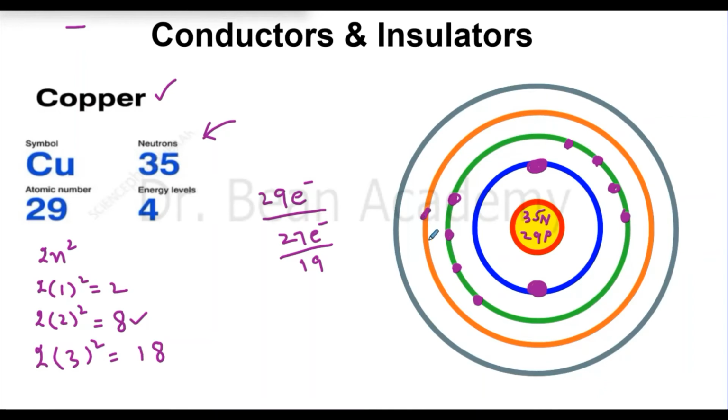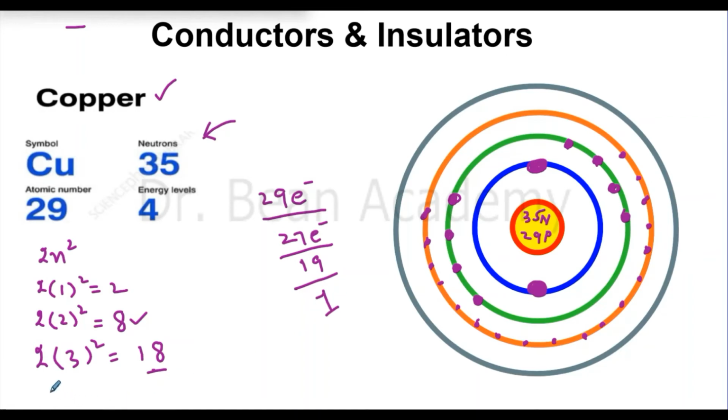So let me do it quickly. 1 2 3 4 5 6 7, 12 13 14 15 16 17 and 18. The actual distribution of electrons is not like this. It is always symmetrical. They distribute equally around the orbit, so just keep that in mind. So 18 have been distributed, so now I am left with only 1 electron.